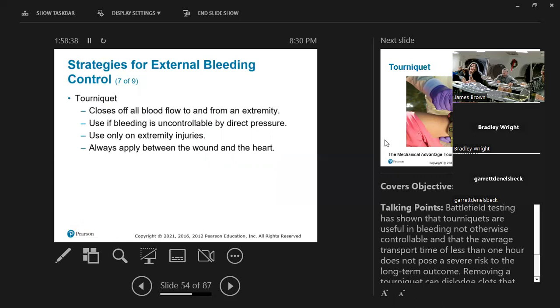All right. So the tourniquet closes off all the blood flow to and from the extremity. It's used if bleeding is uncontrollable by direct pressure, and to be used on extremity wounds, not around the neck.